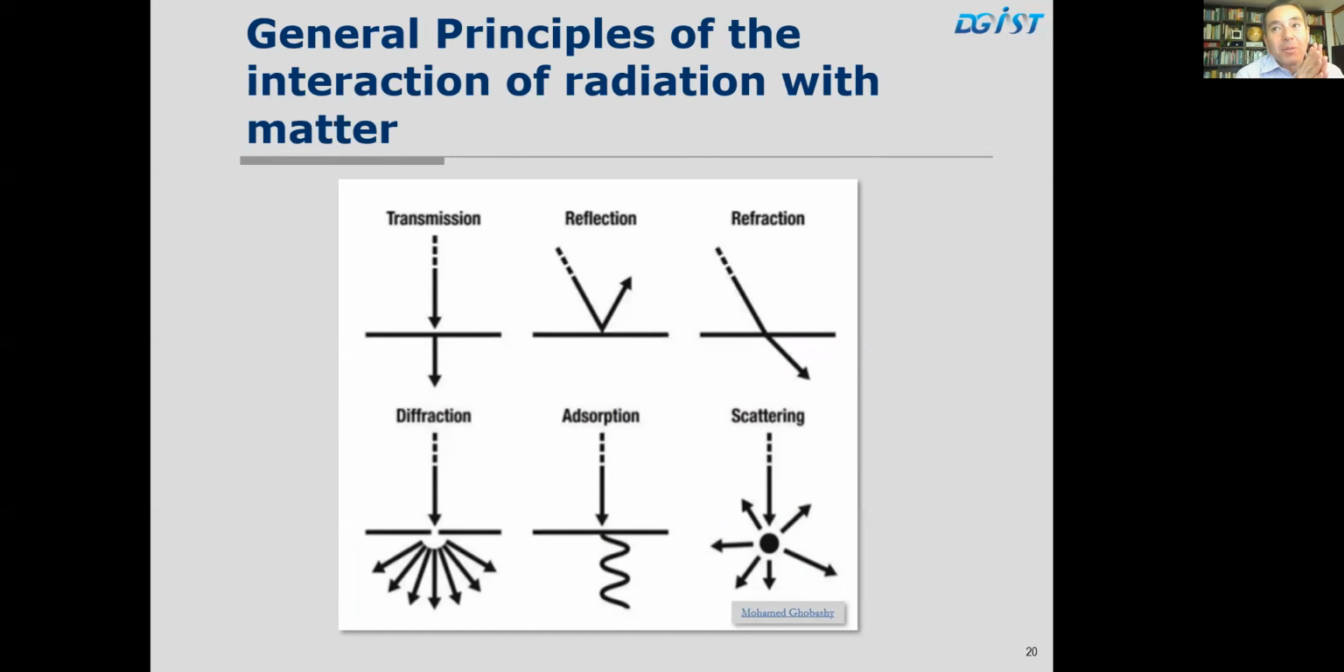So let's talk about some general principles of interaction of radiation with matter. This is a summary, and we'll go through these very quickly over the next 10 minutes, and then we will finish for the next lecture.